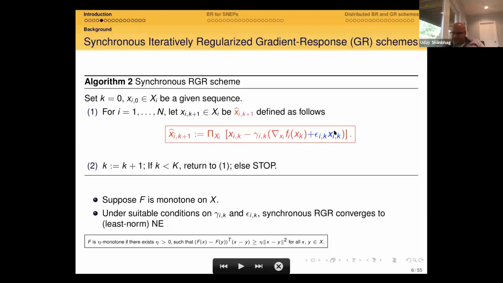So this is inspired by Tikhonov regularization, and it's actually quite classical. So we call this the iteratively regularized gradient response scheme. And now instead of one sequence, gamma sub i,k, you have two sequences, epsilon i,k and gamma i,k. And if these are both diminishing sequences, and if they are chosen carefully, then synchronous regularized gradient response converges to a least-norm Nash equilibrium. Okay, and this allows for merely monotone maps.